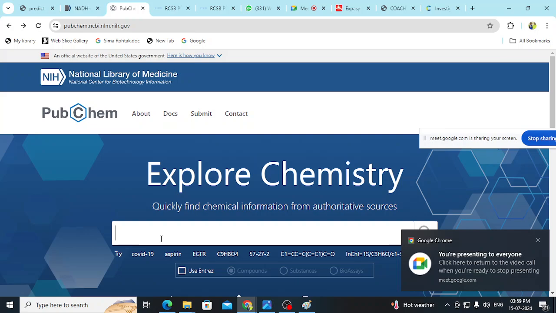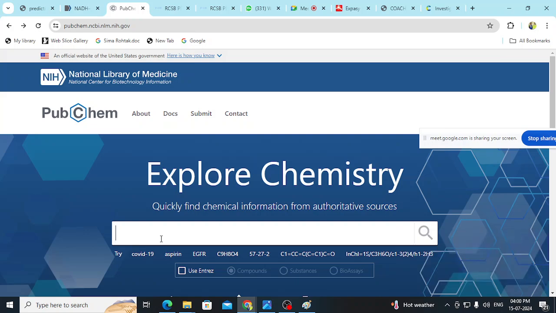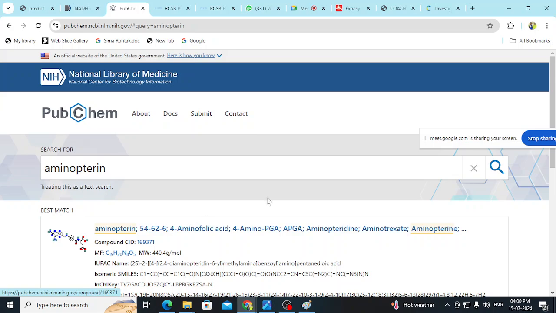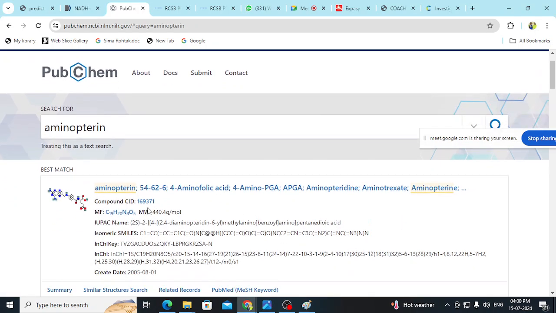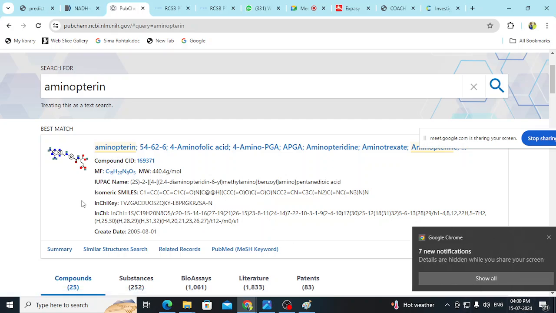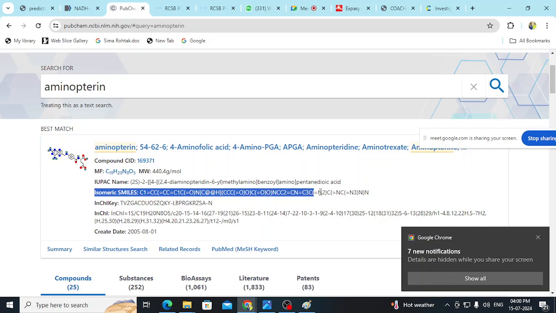So first and foremost, let us talk about some anti-cancer drugs. A very important anti-cancer drug is aminopterin. So I'll talk about aminopterin a little more. When you search aminopterin, it will give you the whole detail of the molecule along with the structure and a particular thing called isomeric SMILES. Can you see?